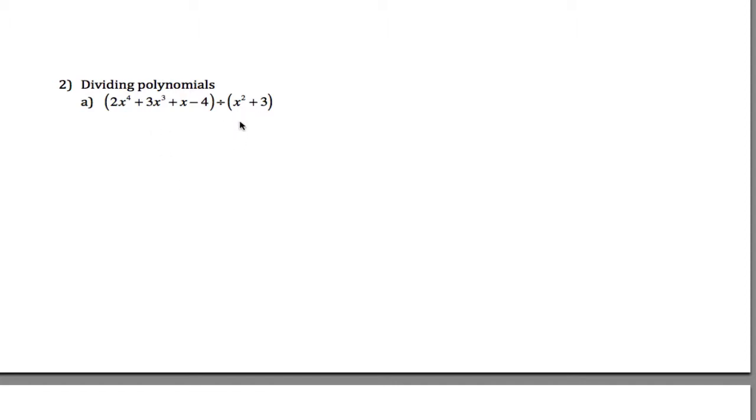It only works if the divisor, the denominator, the number on the bottom, is a linear term. X squared plus 3 is not linear. It's quadratic, so it doesn't work. However, there's a method called polynomial long division that does work.